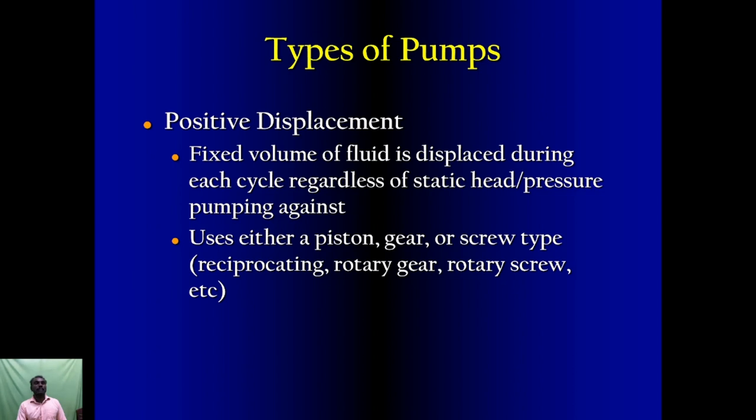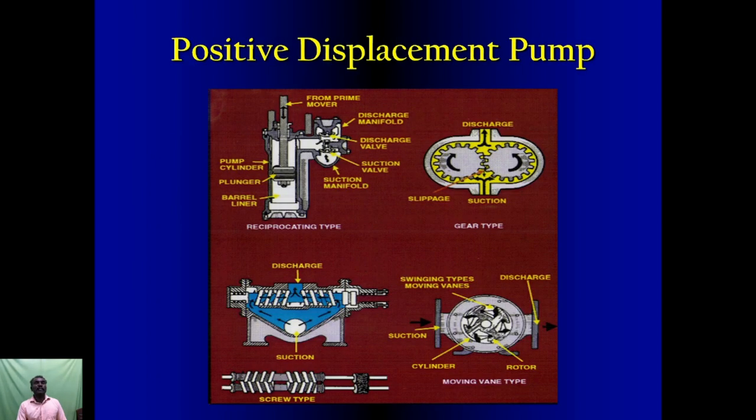In the positive displacement pump, a fixed volume of fluid is displaced during each cycle regardless of the static head pressure it is pumping against. It uses either a piston, gear or screw type, or reciprocating, rotary gear or rotary screw, etc. This is the positive displacement pump. This is an example of a positive displacement pump.